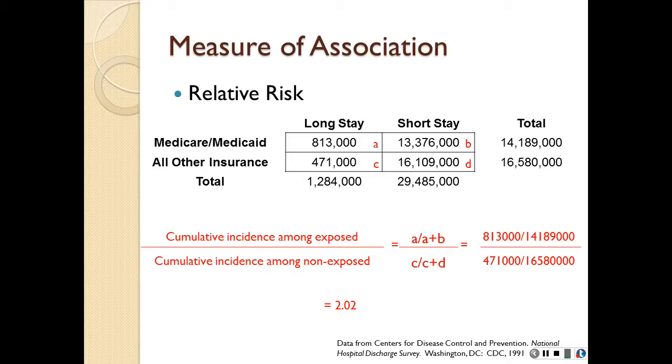Call it either one. Who wants to take a stab on how we interpret a relative risk of 2.02? We're just guessing. We obviously haven't talked about it yet. It would have been in your reading. You have 2 times the chance of having the disease if you've been exposed. Yes, that's exactly right. People who are exposed are 2 times more likely to have a long length of stay than people that have the other insurance, right? So people that had Medicare or Medicaid, our exposure, are 2 times more likely to have a long length of stay compared to people that have other insurance.